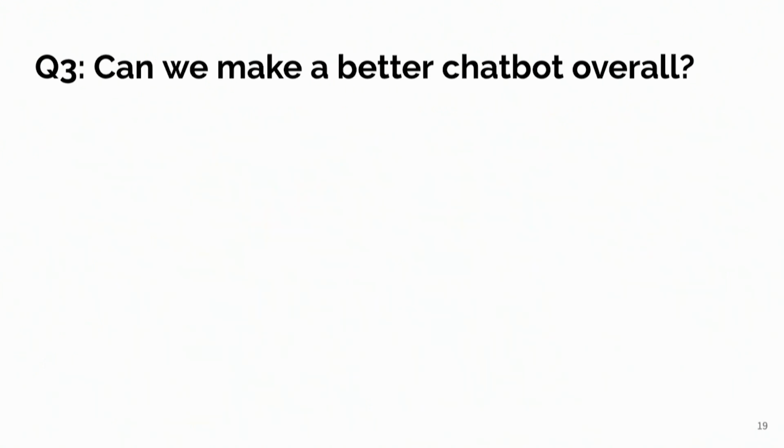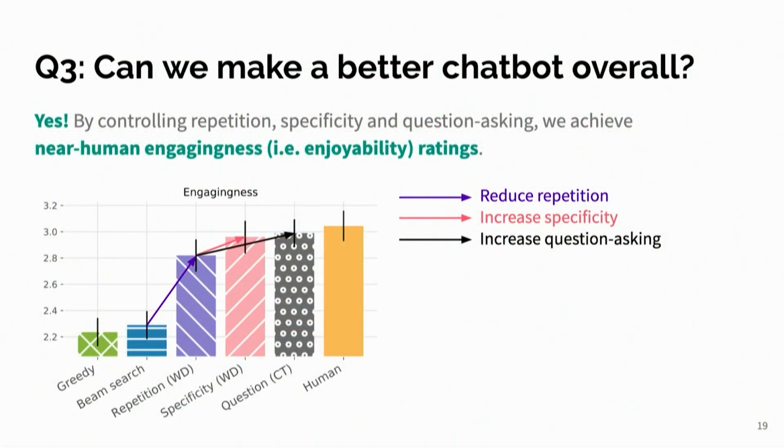Our third research question was, can we use these controls, find the magic combination, to get a better chatbot experience overall? The first answer is yes. By controlling the three attributes that actually gave us improvements, we get better engagingness, that was the enjoyability metric. We get better engagingness ratings that are approaching the human level. By that I mean our bar there is close to the yellow bar.